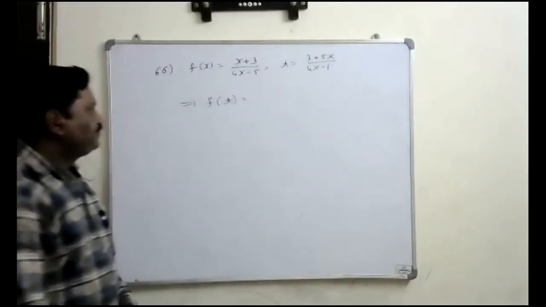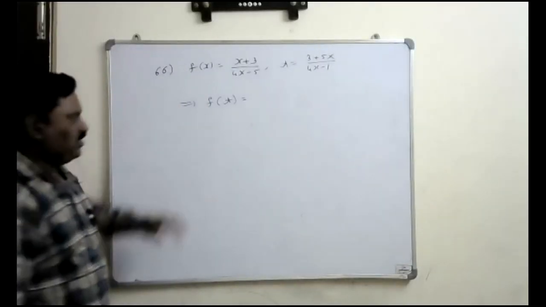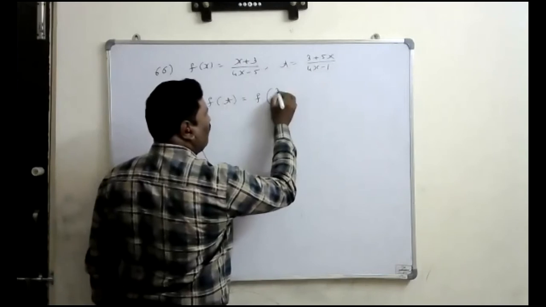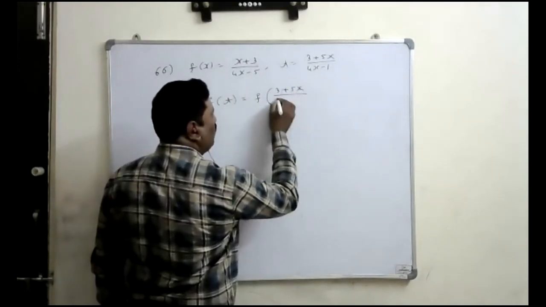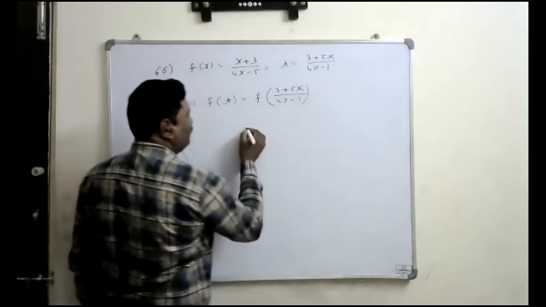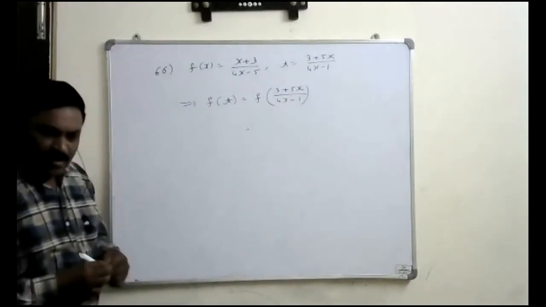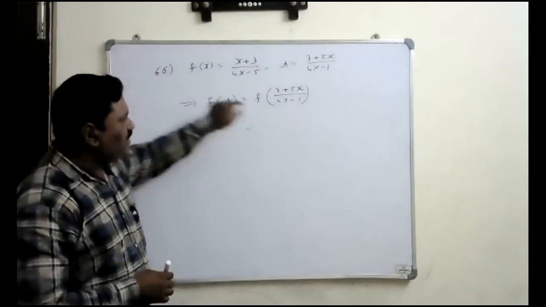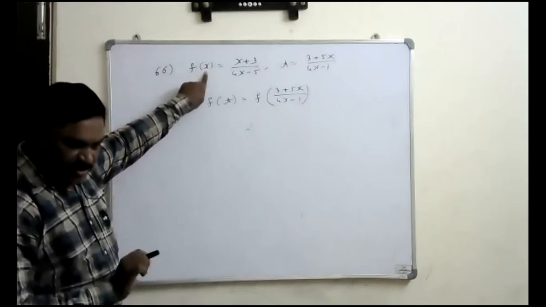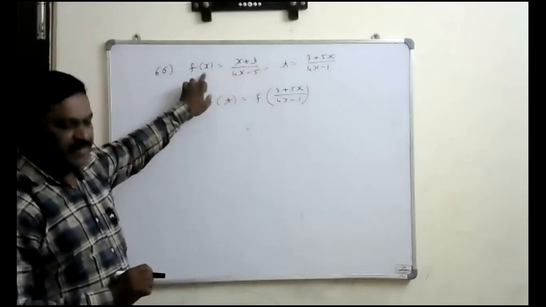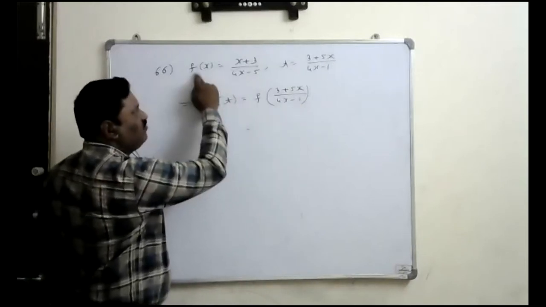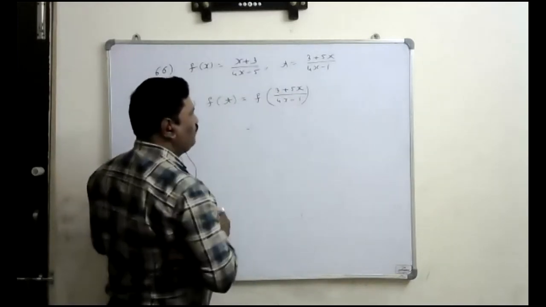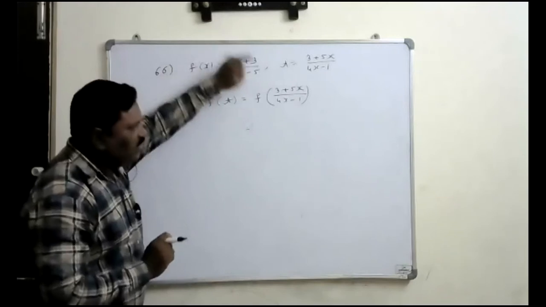Here also the same procedure. We need f of t. That means first substitute t here. f of t means 3 plus 5x upon 4x minus 1. This is the value of t. In place of t, substitute that value. Now we have to calculate f of this value. So f of this value means in the given function, in place of x, write this entire value. In the place of x, we have to keep this entire thing. Then we are going to get f of this.